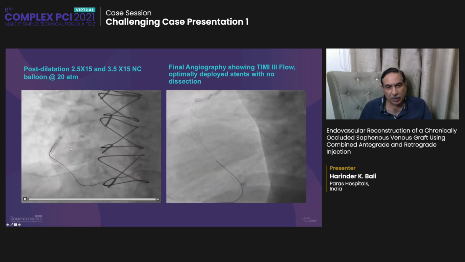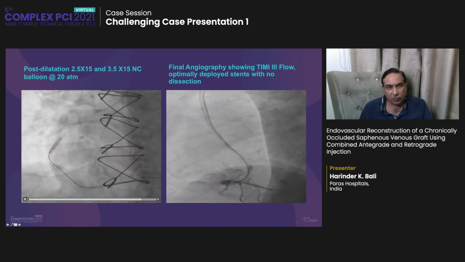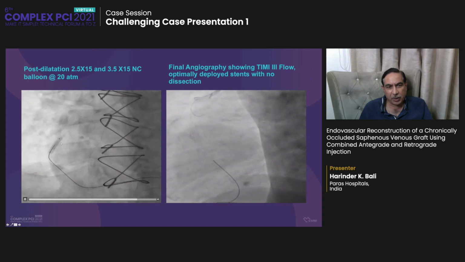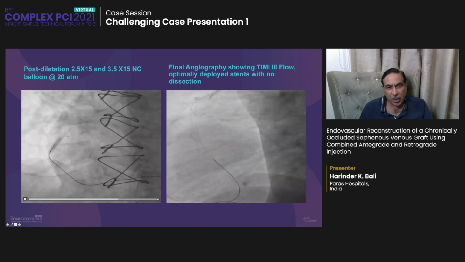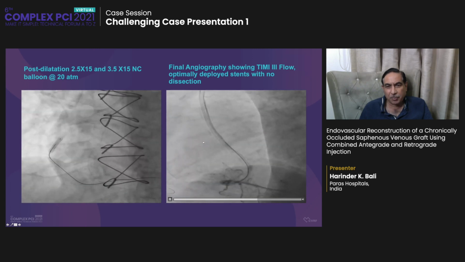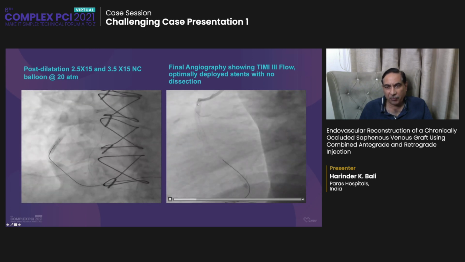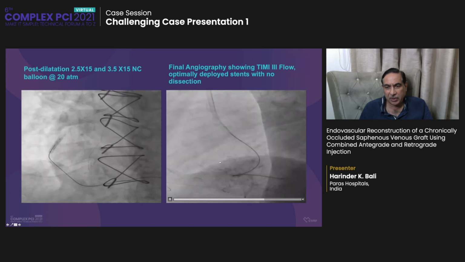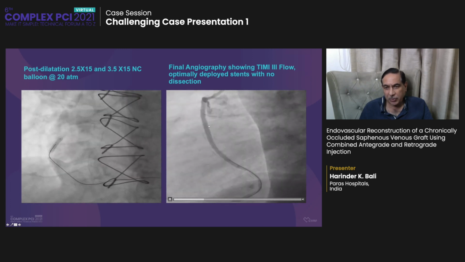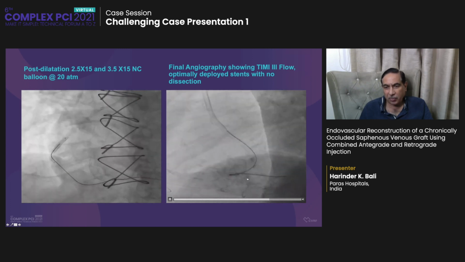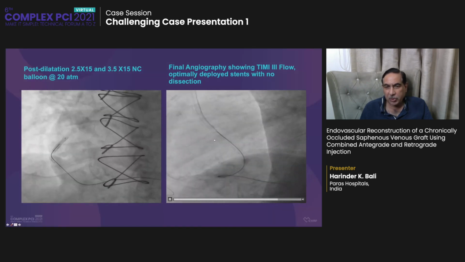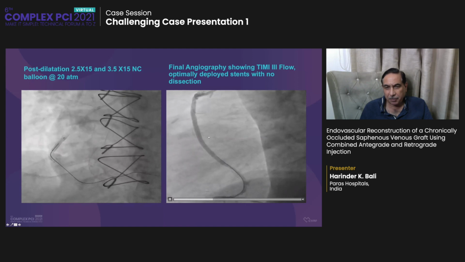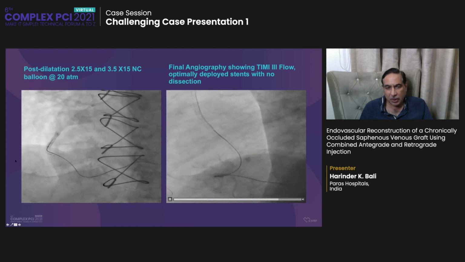We post-dilated this lesion with 2.5 millimeter into 15 millimeter, and then 3.5 into 15 millimeter NC balloon at 20 atmospheres. And you can see that now we have a very nicely fully reconstructed SVG graft to right coronary with nice filling of all the branches. There is no residual stenosis, and there is no dissection, and the flow is very good.